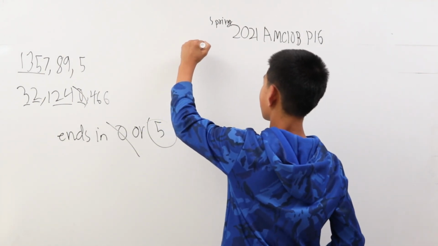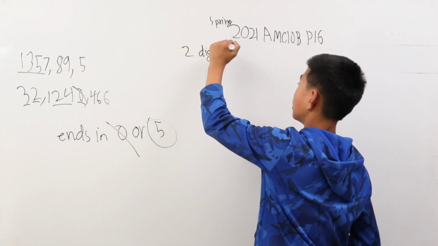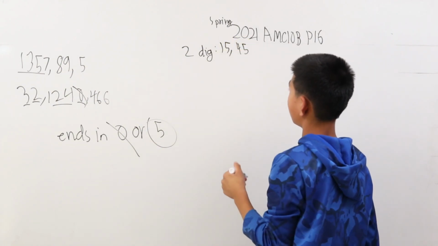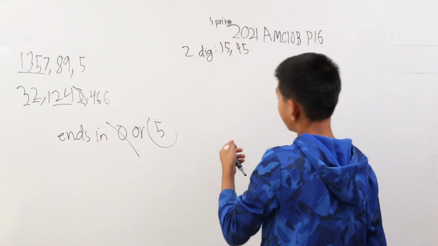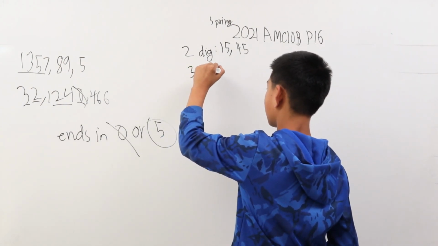For 2 digits, there's going to be 15 and 45. Those are the two uphill integers for that set.